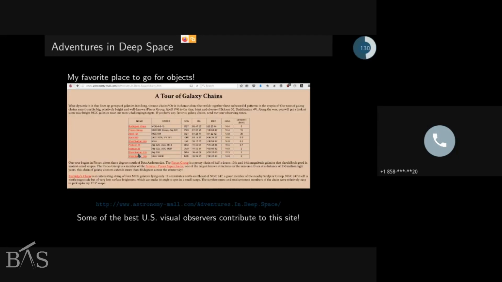This is my favorite website for finding objects. It's called Adventures in Deep Space. If you search Adventures in Deep Space, you will get this website. Some of the best US-based visual astronomers have written a lot of very good material on lots of amazing objects that you hardly see anywhere else. So, for example, here's a list of galaxy chains. And they have observing reports from various apertures, and they tell you a little bit about the object. This is a very good website to look for interesting material to observe.